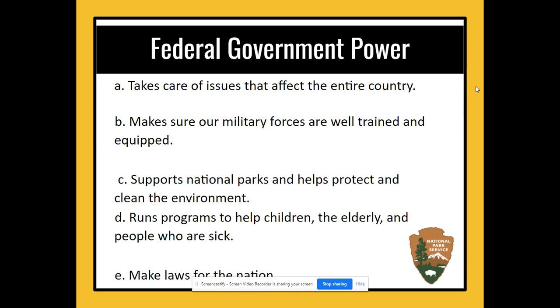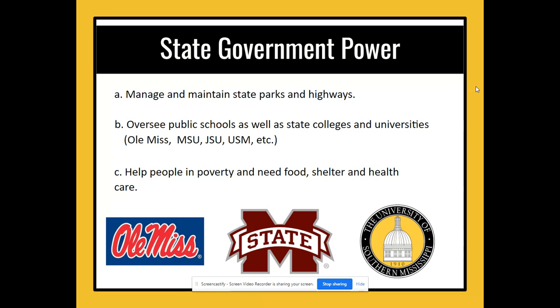As far as federal government power goes, these take care of issues that affect the entire country. They make sure that our military forces are well trained and equipped. They also support national parks, help protect and clean the environment, and run programs to help children, elderly, and people who are sick. The federal government makes laws for the entire nation.